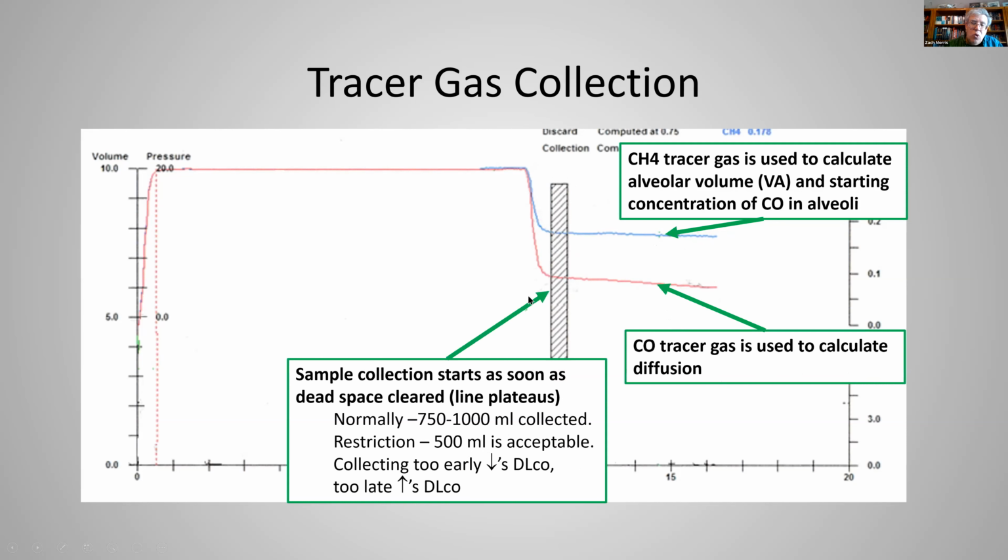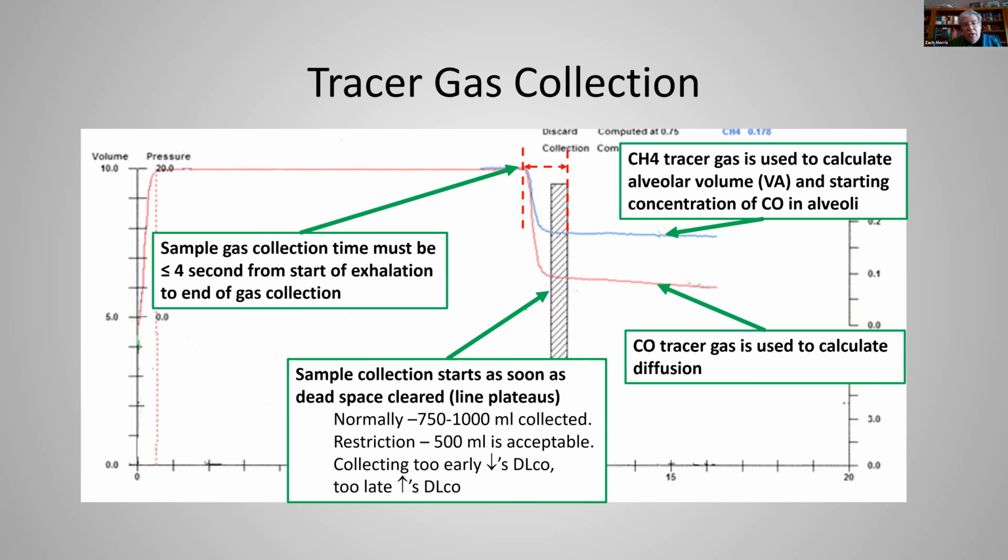If you collect this too early, you're decreasing diffusion. If you collect it too late out here, well, again, you're going to have an artificially high diffusion. Now, the reason kind of makes sense: that gas has spent longer in the lungs and the alveoli before you start measuring it out here, so you're absorbing more of the CO, which increases the diffusion.